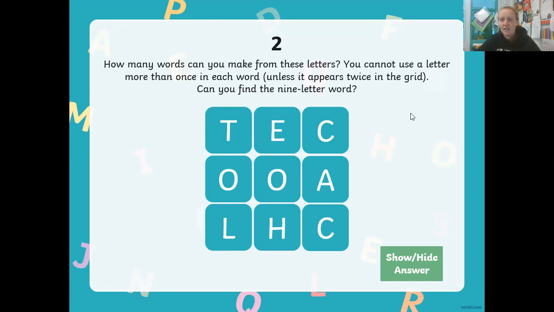You cannot use the letters more than once in each word unless it appears twice in the grid. So for example, here we've got C twice. So that means you can use it twice. And we've also got O twice. So you can use O twice or C twice, but you can't use A twice because there's only one. And can you find the 9-letter word? So using all of these letters, there is a word.